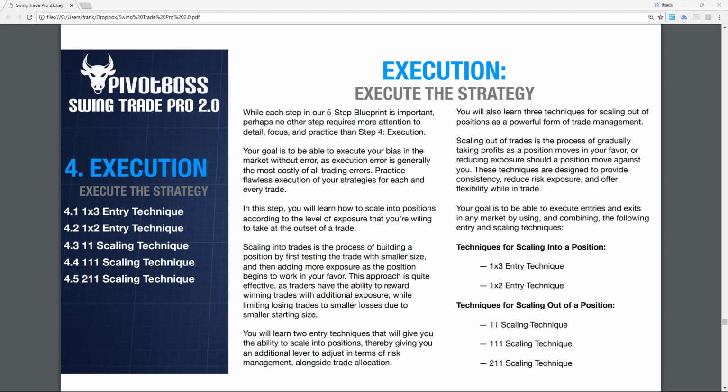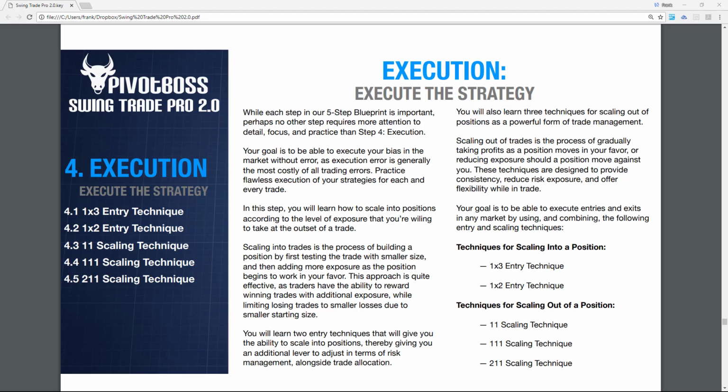Scaling into trades is the process of building a position by first testing the trade with smaller size and then adding more exposure as the position begins to work in your favor. This approach is quite effective as traders have the ability to reward winning trades with additional exposure while limiting losing trades to smaller losses due to smaller starting size. You will learn 2 entry techniques that will give you the ability to scale into positions, thereby giving you an additional lever to adjust in terms of risk management alongside trade allocation, which we discussed in section 1.